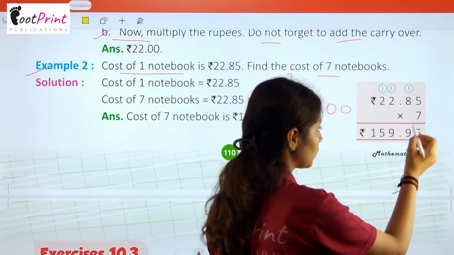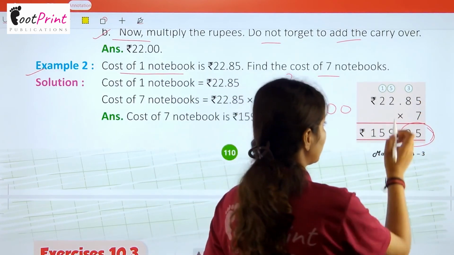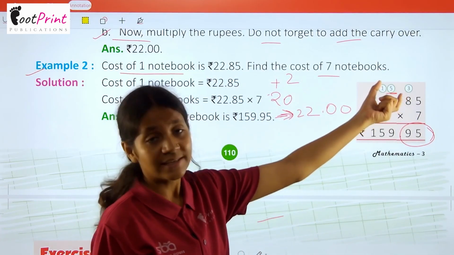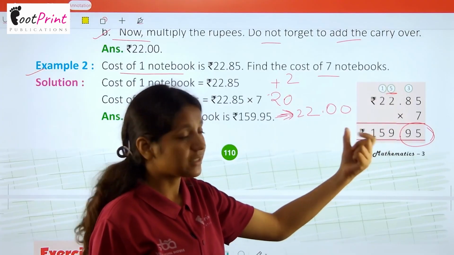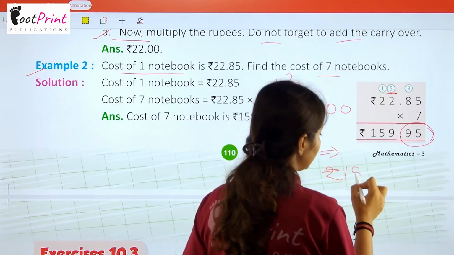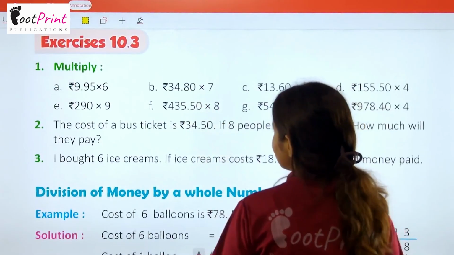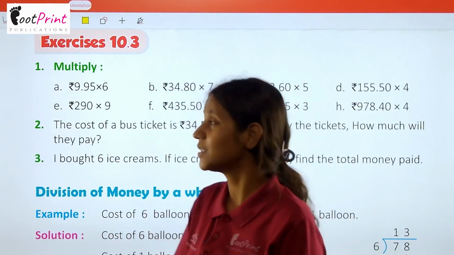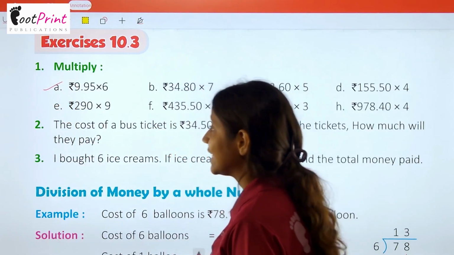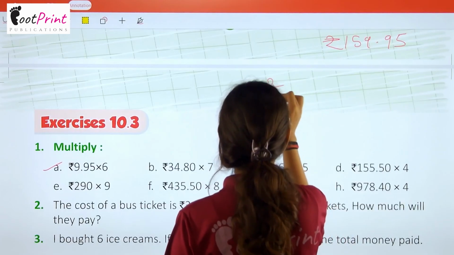22.85 into 7. So, firstly doing multiplication of this, we are getting 595. Okay. Now, 5 is carried over to this place. Now, 7 into 22 and then adding the carried 5, we are getting 159. So, we are getting the answer that is 159.95 rupees. Now, we have exercise 10.3. This is the third exercise of this chapter in which we have to do multiplication of money. So, first is 9.95 into 6. So, one I am doing for you. The rest of the part you people will do by yourself.